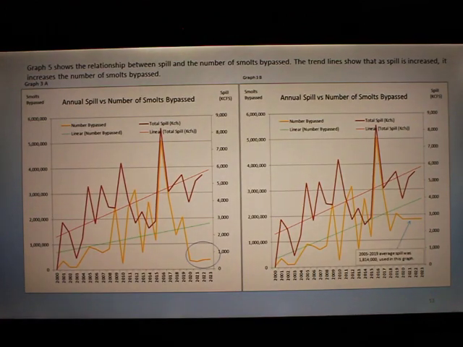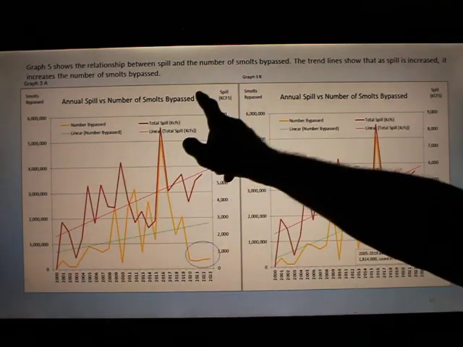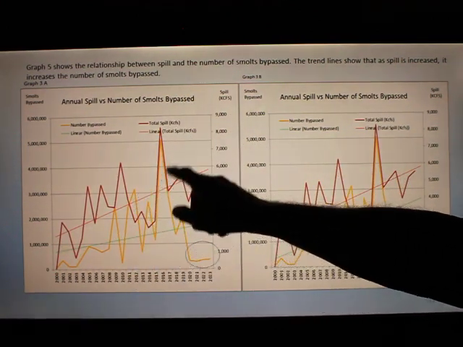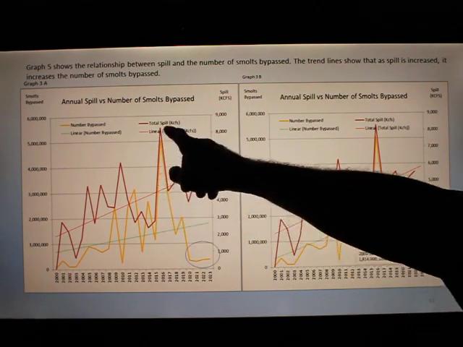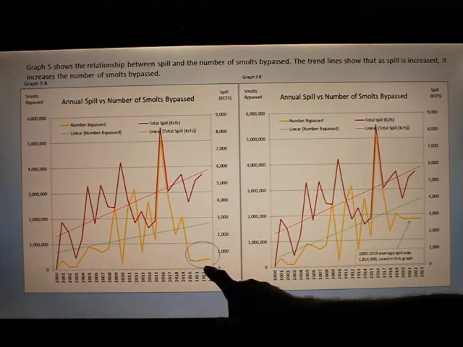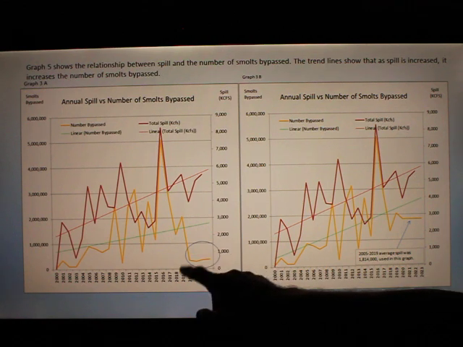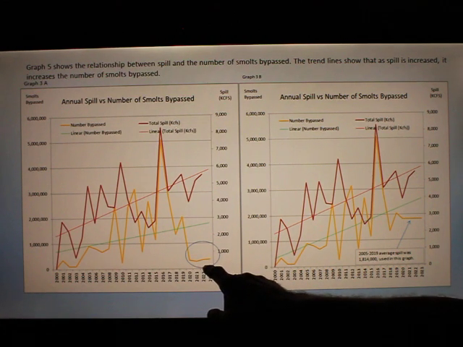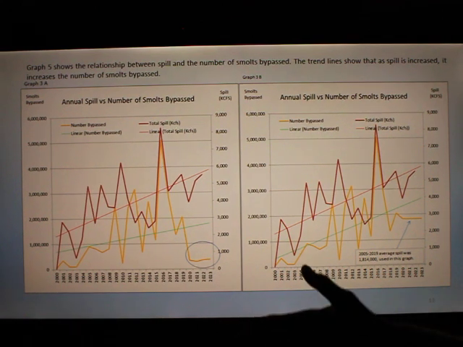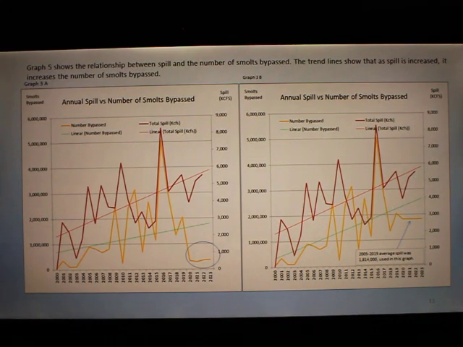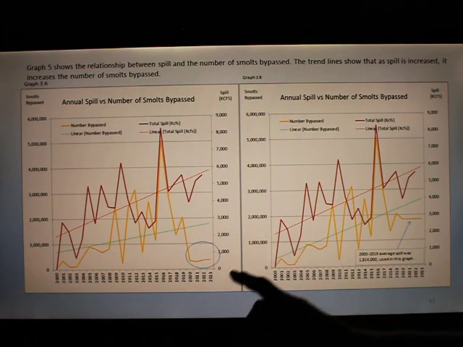So what we're seeing here is that when spill increases, we see increase in the number of fish bypassed. Particularly on a high spill year, those fish are spilled. This is the discrepancy issue. Why suddenly do we have less than 400,000 fish bypass each one of these years when we know we're spilling water?